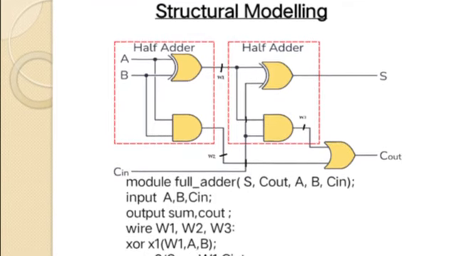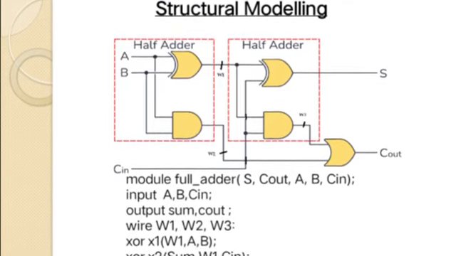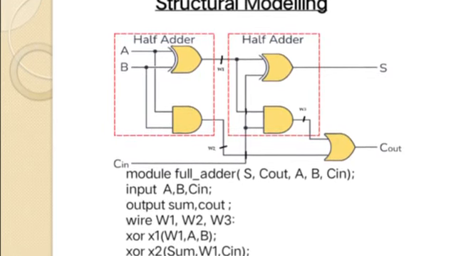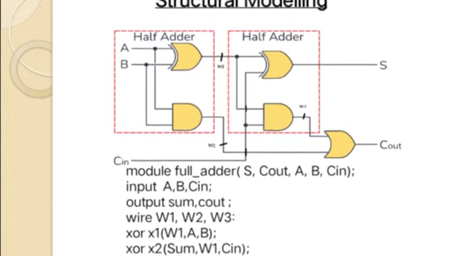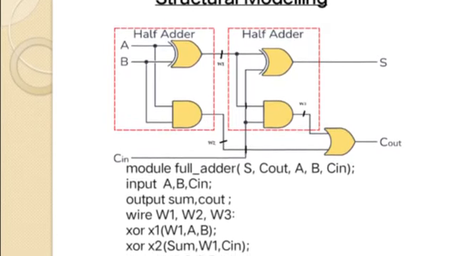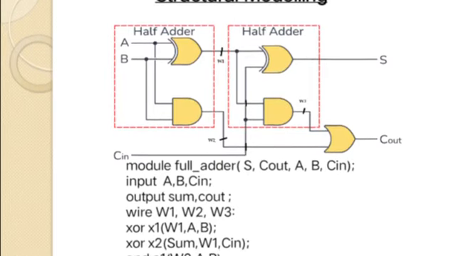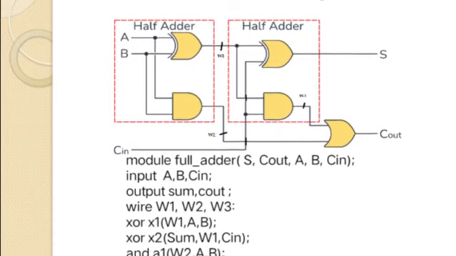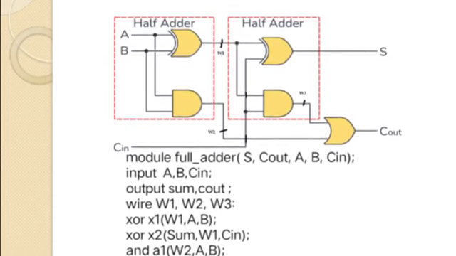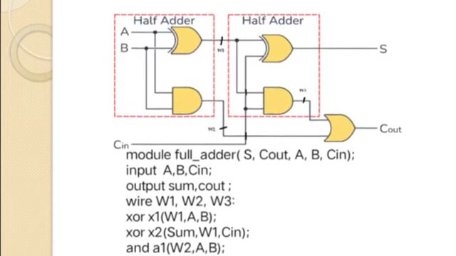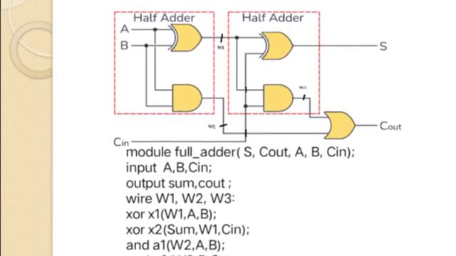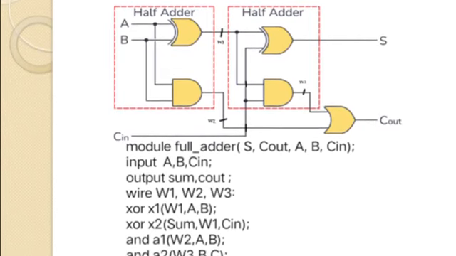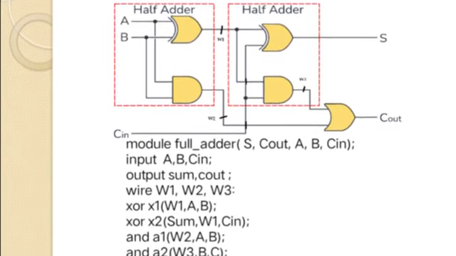Now the Verilog code for structural modeling of the full adder circuit. Here module, the name is full adder. The module content is sum, C out, A, B and C in. These are the inputs and outputs. And then wire is nothing but the in and out. For example, the XOR gate 1 output goes to the input of XOR gate 2. Therefore we are going to declare the wires, that is wire 1, wire 2, wire 3, denoted by W1, W2, W3.